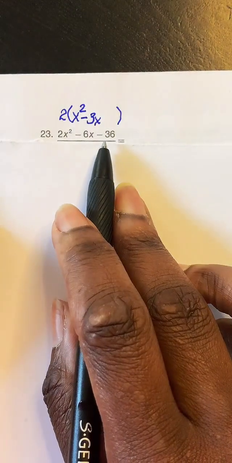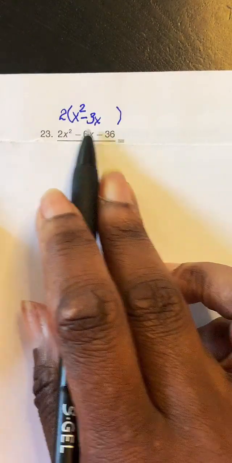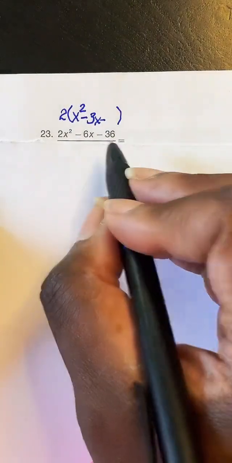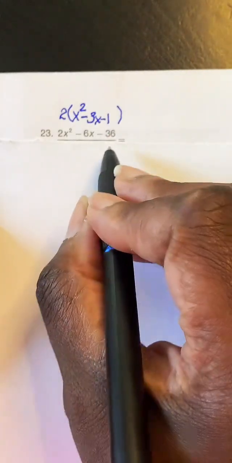So now I have my negative 36 and a positive 2. So again, this is going to be negative. So how many 2's can go into 3? 1, which gives me a remainder of 1. How many 2's can go into 16? That will give me 8.